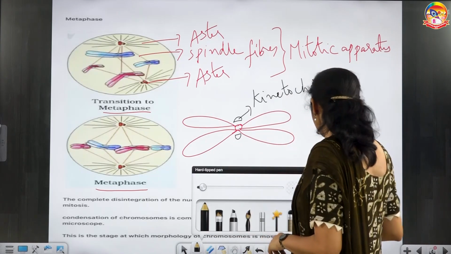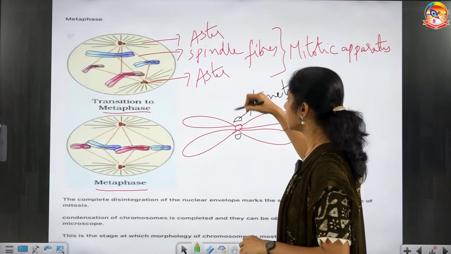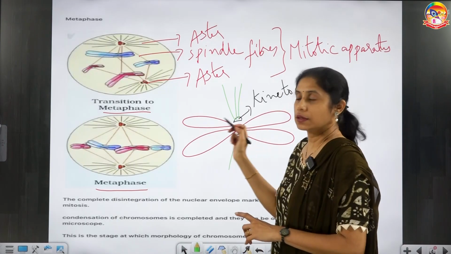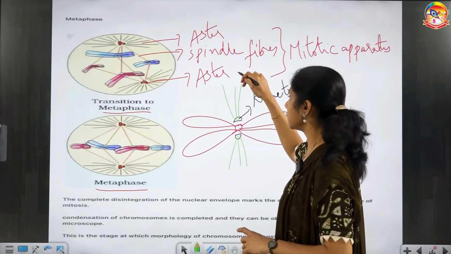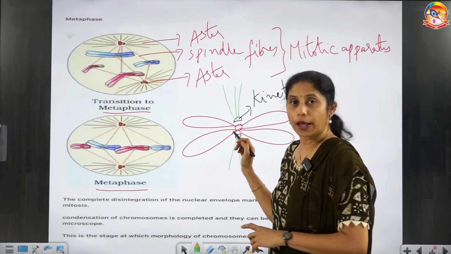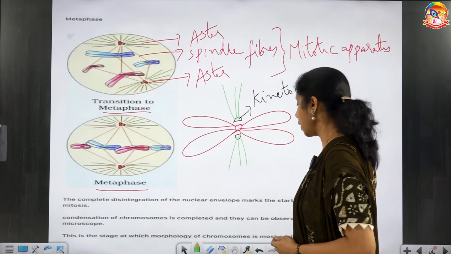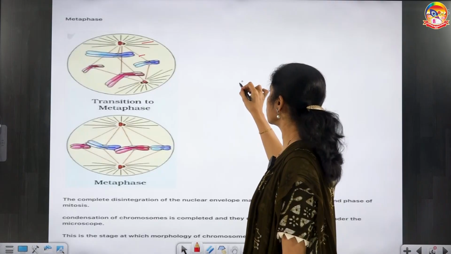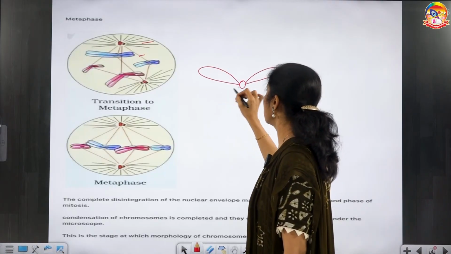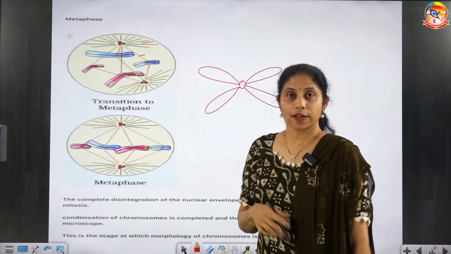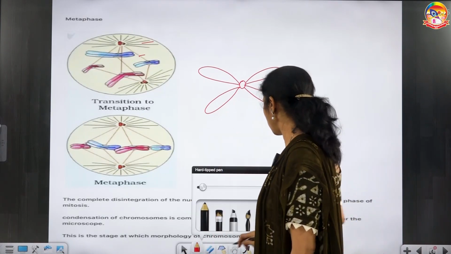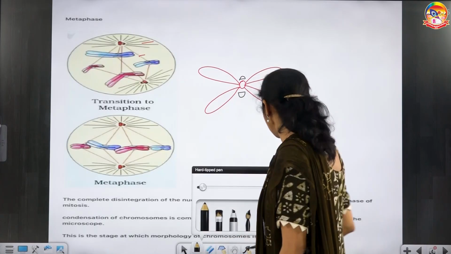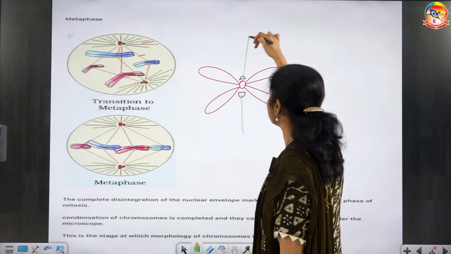Now, from here, the spindle fibers will be coming out and they will be connected to the kinetochores from both the poles. From one aster, from this side one aster, they will be coming and they will be connected to the kinetochore, and from the another aster, one more spindle fiber will come and it will be connected to this. So now you know that each chromosome will be having two sister chromatids and they are connected at the center by the centromere, and on either side of the centromere we have two kinetochores. They serve as attachment point for the spindle fibers.